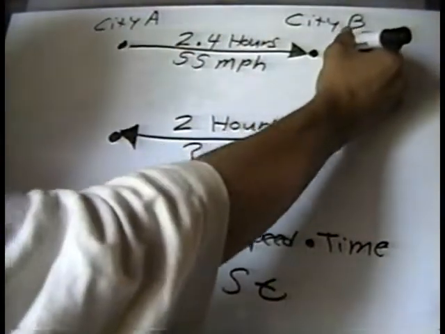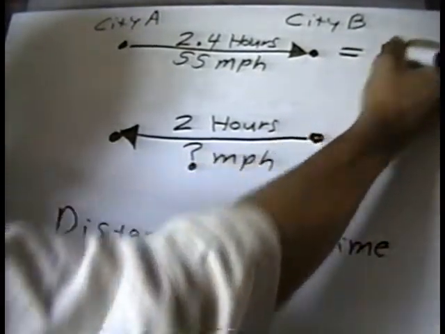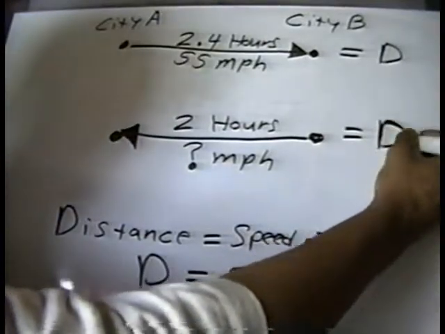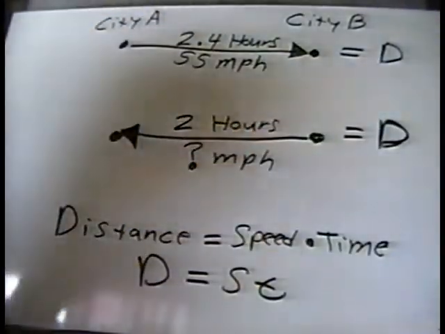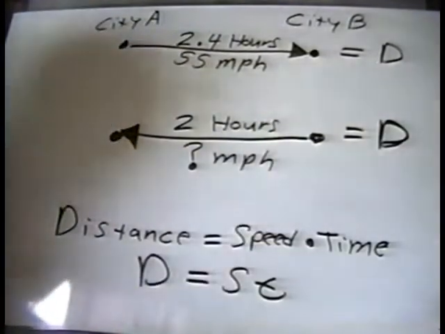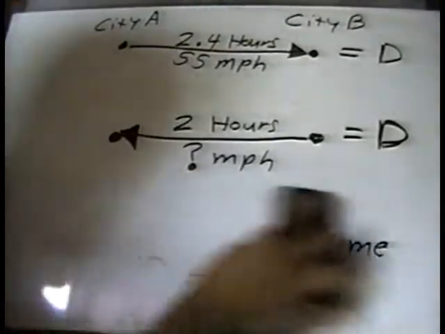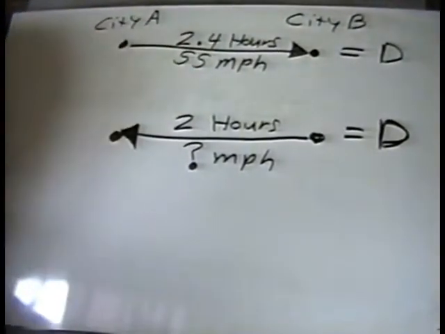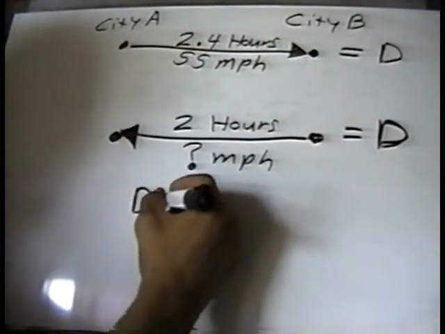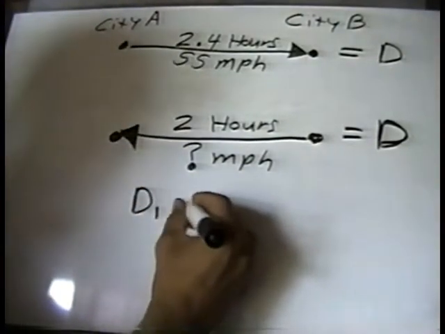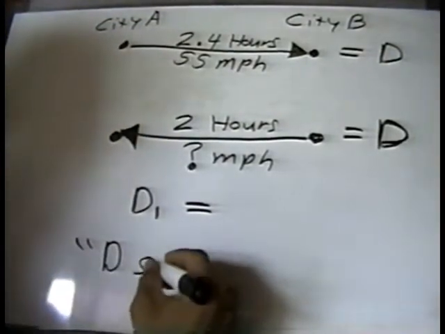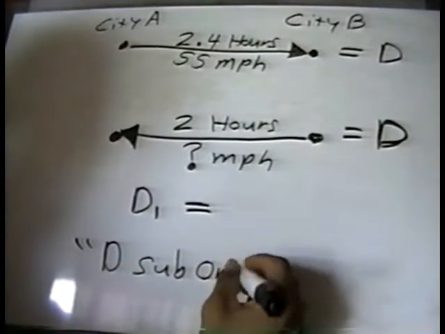Okay, so you notice here, the distances between the cities are the same for the first trip and for the second trip. The distance between city A and city B is the same for both. Okay, so this equals the distance, and then this equals the distance. Now both the D are both the same.